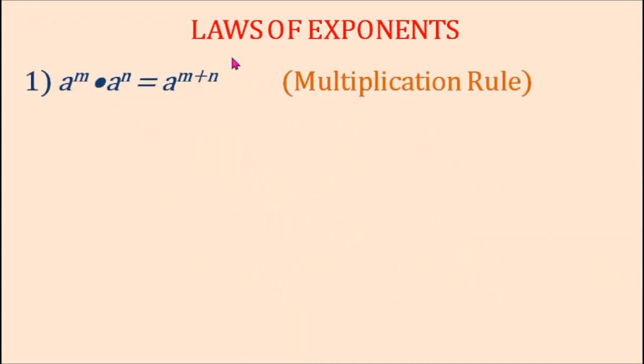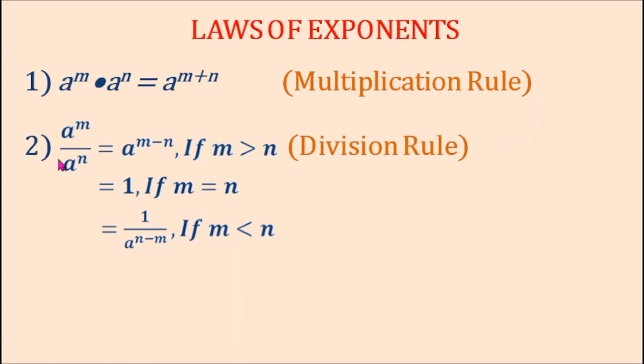Number one, it's the multiplication rule. That's a to the m times a to the n equals a to the power of m plus n, meaning to say, to multiply powers having the same base, we add the exponents.